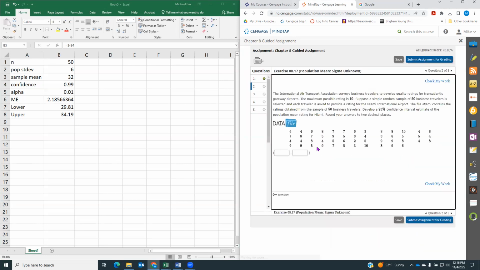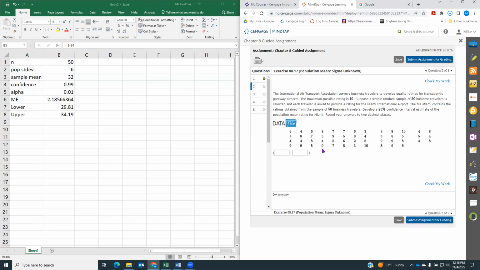So the next problem, well, let's just look at it. The International Air Transport Association surveys business travelers to develop quality ratings for transatlantic gateway airports. The maximum possible rating is 10. Suppose a simple random sample of 50 business travelers is selected and each traveler is asked to provide a rating for the Miami International Airport. The file Miami contains the ratings obtained from the sample of 50 business travelers. Develop a 95% confidence interval estimate for the population mean.